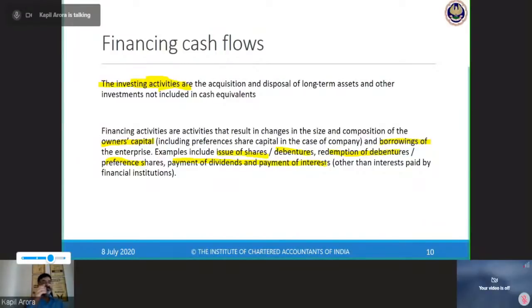Yes, Pallavi, I think in the first line I have mistakenly taken something else. So I would request you to correct this. So financing activities, right? You can delete the first paragraph and read it from here. Financing activities are activities that result in changes in the size and composition of owner's capital and the borrowings of the enterprise.